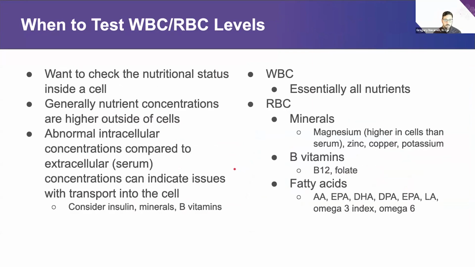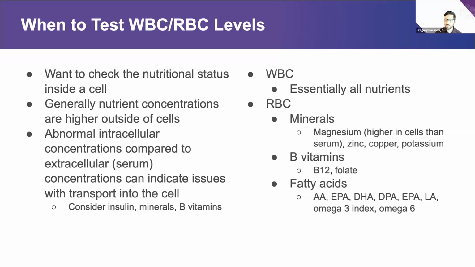There's also white blood cell and red blood cell level testing. If you want to check what's going on inside of a cell, you could look at these. Generally, nutrient concentrations outside the cells are higher, not always. But if we see abnormal intracellular concentrations compared to what they should be, there could be other things at play. There could be issues with insulin, or there could be issues with some vitamins or minerals that are needed to get nutrients inside the cell. For white blood cells, essentially all nutrients, you can measure them inside of a white blood cell.